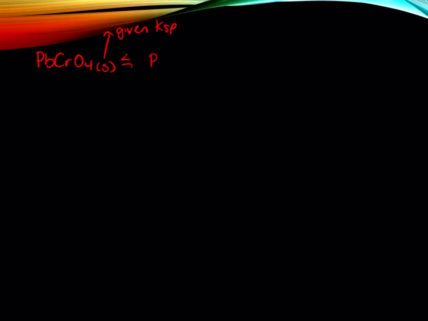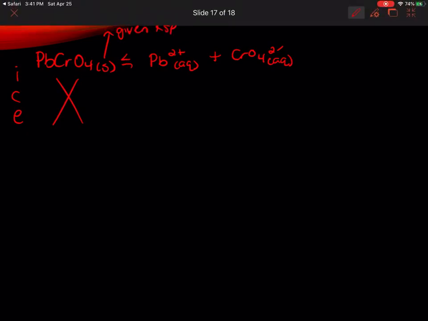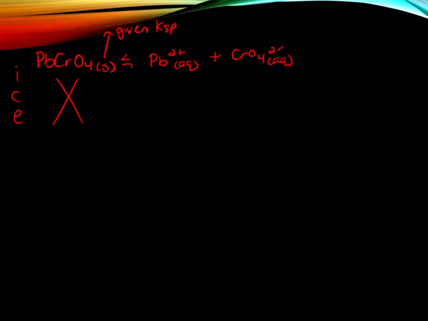Okay. So we have lead chromate is our solid. One more time, how did I know? We're given the KSP for it. Okay. We're going to make lead ions and chromate ions. And normally we would make our ice table and we would put 0, 0. Okay? But we're not going to do that this time.